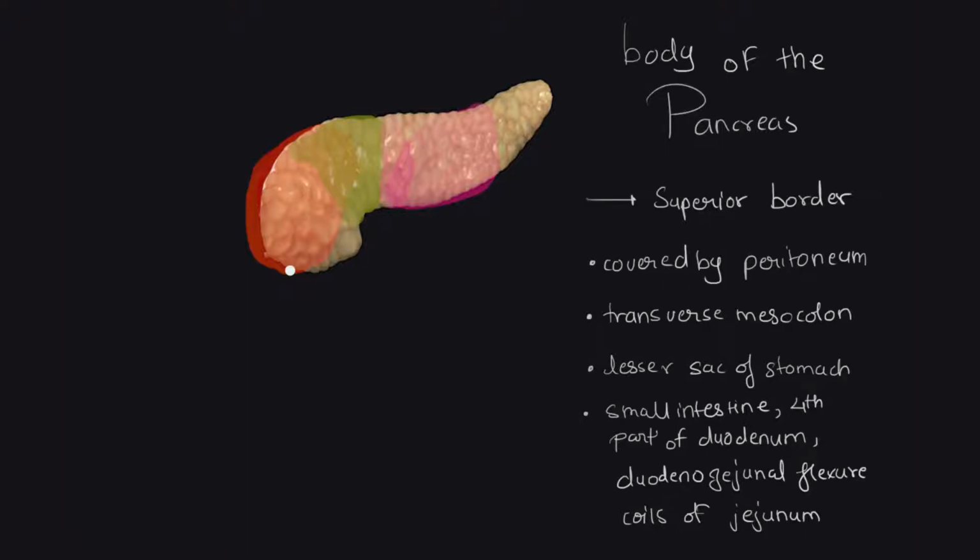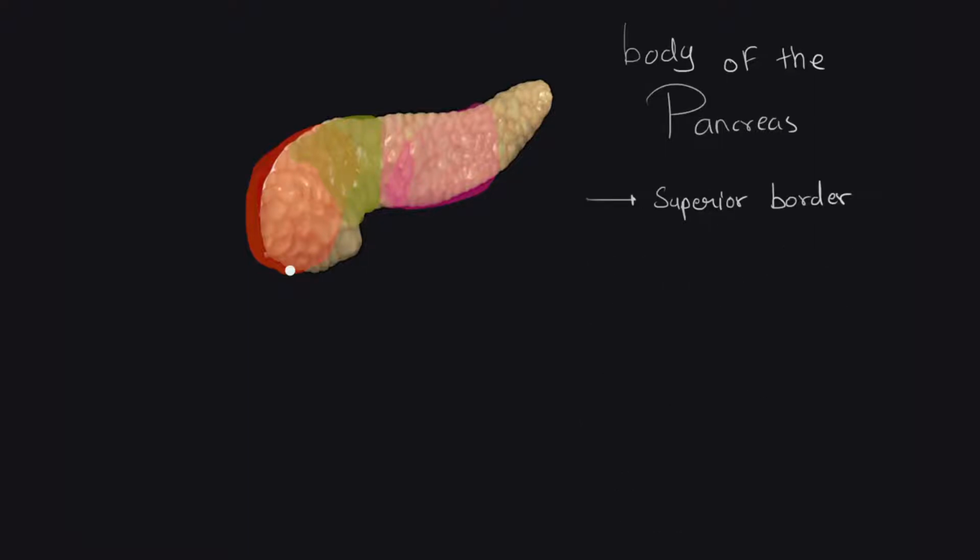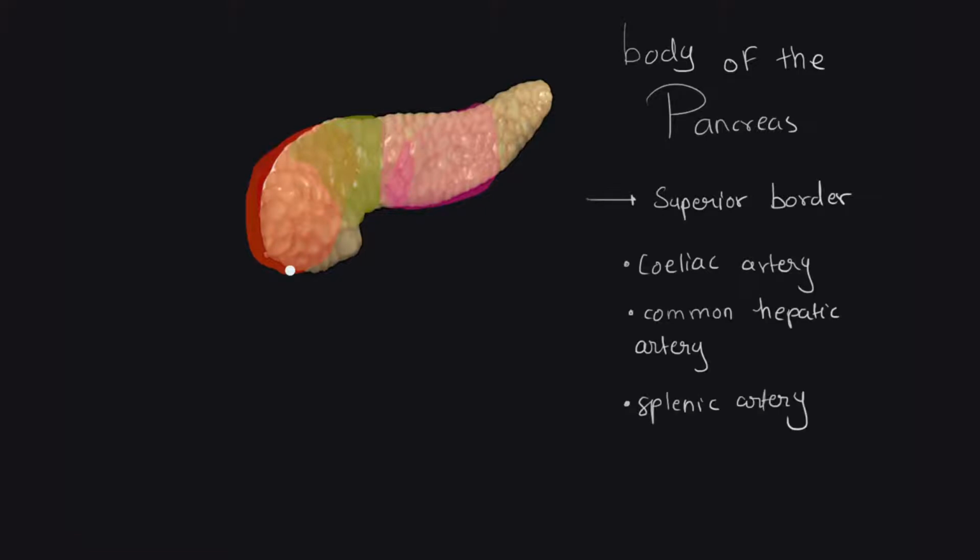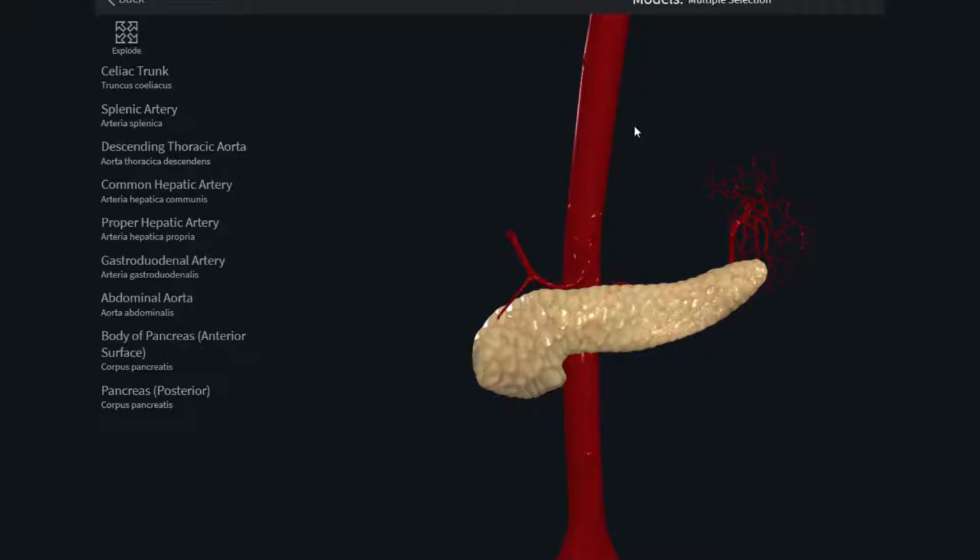Now, let us look at the superior border of the body of the pancreas. The superior border of the body of the pancreas is in close relation with the celiac artery, then we have the common hepatic artery, and lastly, the splenic artery. Let us look at all of these structures on the atlas.